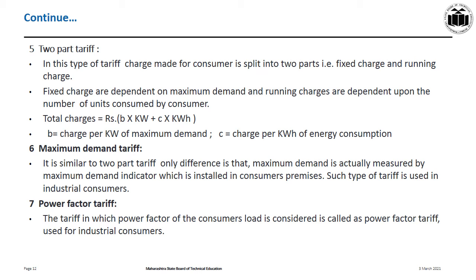Next is the MD tariff, that is the maximum demand tariff. It is similar to the two-part tariff, the only difference being that maximum demand is actually measured by the maximum demand indicator installed in the consumer premises. Basically this is used for industrial consumers, not for domestic consumers. Now the power factor tariff. In this tariff, the power factor of the consumer's load is considered, hence it is called the power factor tariff, and it is also used for industrial consumers.